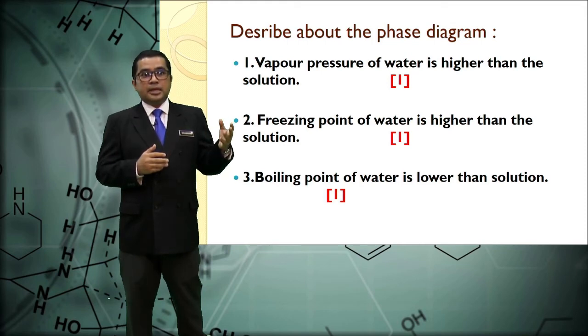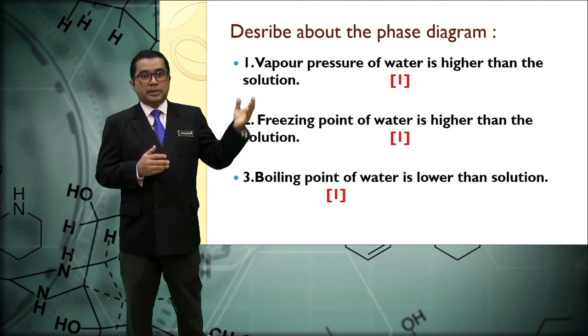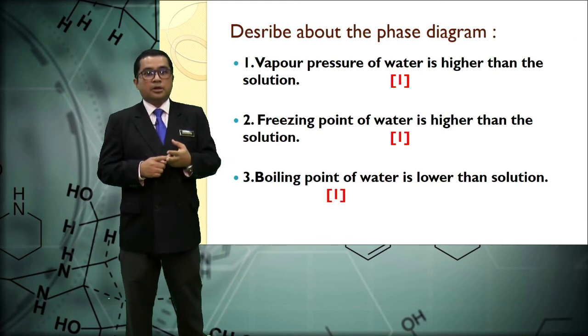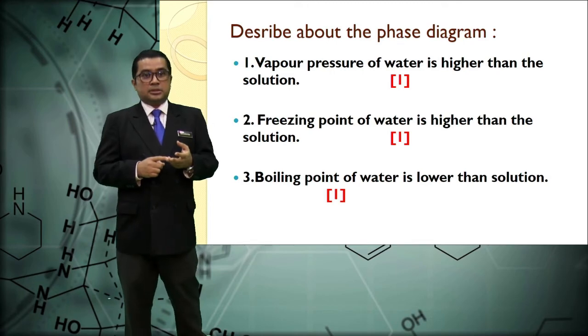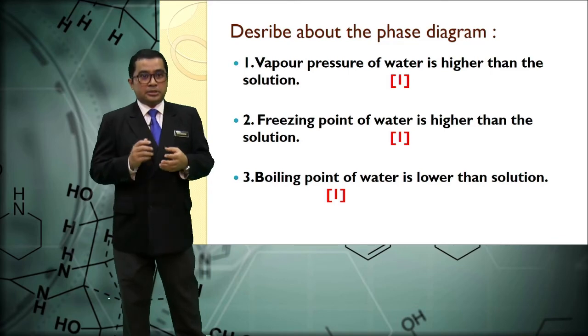So I gave you three examples of answers here. I only emphasize on the water, so I compare water with the solution. Let me repeat the answer. The vapor pressure of water is higher than the solution. The second mark is the freezing point of water is higher than the solution. And the last one is the boiling point of water is lower than the solution. So that is the 3 marks given. So we go to the next question.